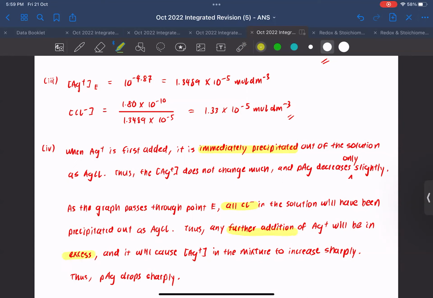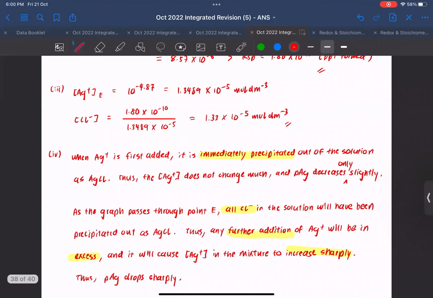I use words like this, but you don't have to use all these words. They are recommended words to get your point across. Further addition, excess, will cause the concentration to increase sharply. Another keyword: increase sharply. To really make your answer more substantiated, this is how you would do it. So that's the answer for part 4. Quite an important segment here.